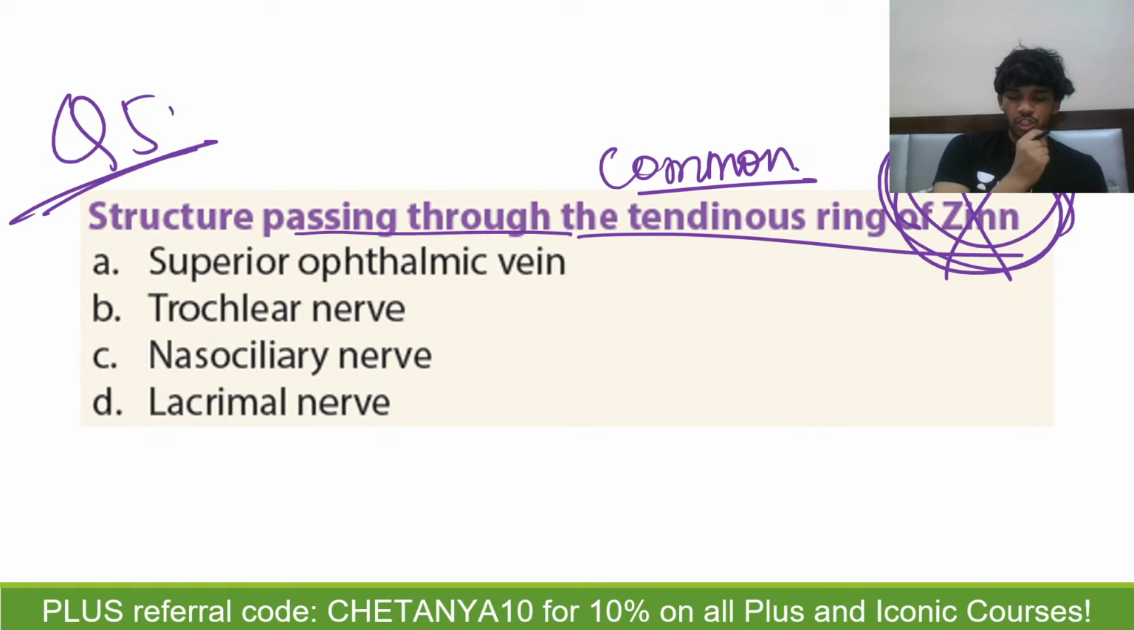Okay, so you are saying structures passing, Mishti, Akash and Ashwin Prabhu, all three of you are saying nasociliary nerve. So how can I refuse what you say? Nasociliary nerve is the right answer. Mnemonic for structures which are outside in sequence is LFT. Ashwini is wrong. It's not A. Superior ophthalmic vein is outside the common tendinous ring.